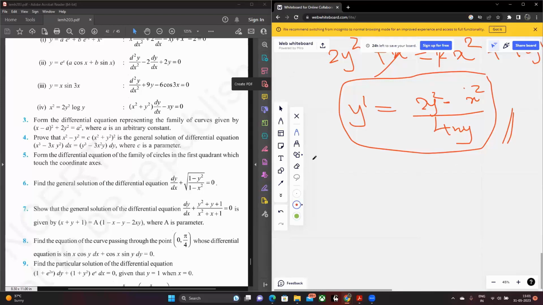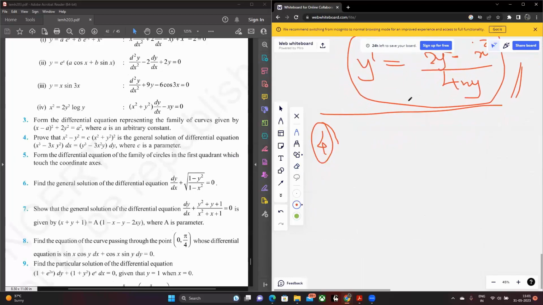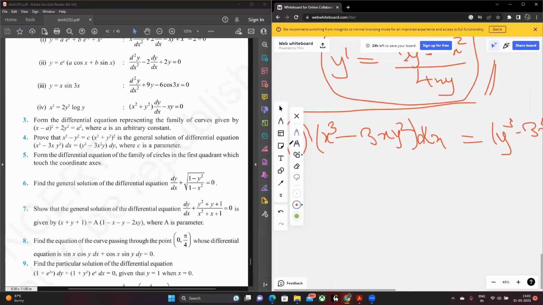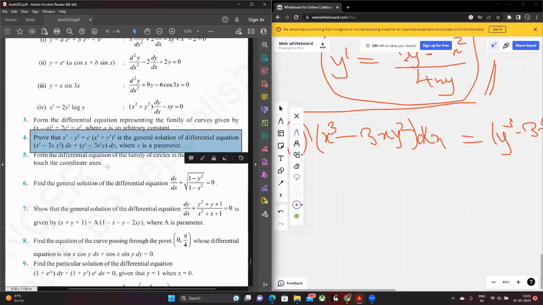Now question number 4. Prove that x squared minus y squared equals c times x squared plus y squared the whole square is the general solution of this differential equation, where c is a parameter. Alright, so we have the differential equation x cubed minus 3xy squared times dx equaling y cubed minus 3x squared y times dy, right? A technique over here is that they have not asked you for it to be proved by any specific method. You just have to prove that this is a general solution.